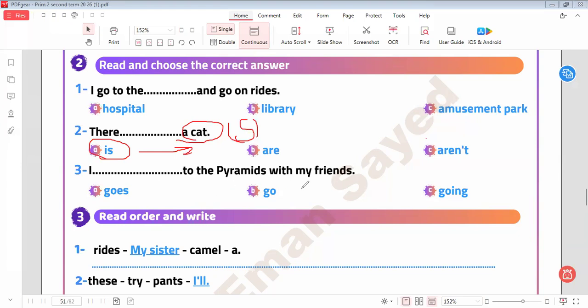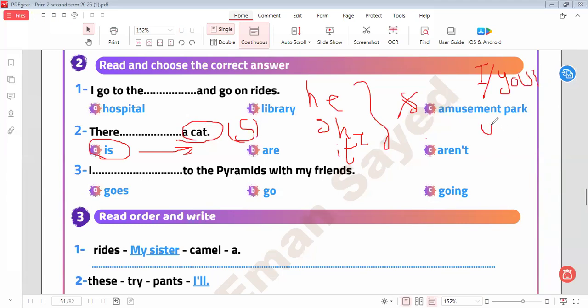I go to the pyramids with my friends. So here we remind you of the simple present tense. We use she, he, it, adding s to the verb. The pronouns that don't take s are I, you, we, and they. These pronouns don't take s. So I, you, we, they don't take s, but he, she, it take s. Let's go to another one. I go to the pyramids with my friends. It will be here I go.